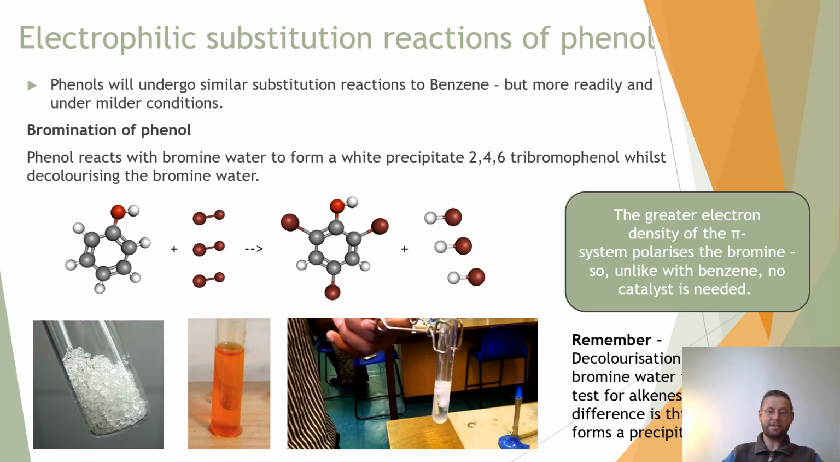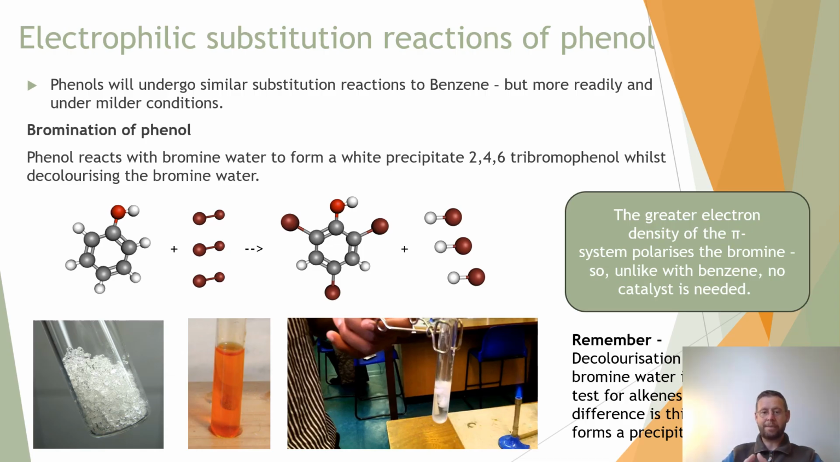Now, if you were physically to do this, what would it look like? Well, I've got some phenol just there. It's solid at room temperature. And I've got some bromine water. And when you add one to the other, the first thing that you notice is that the bromine water decolorizes. It goes from being an orangey brown to being clear. The second thing that happens is a white precipitate forms, that this 2,4,6-tribromophenol is a solid and so appears hanging in the liquid there.